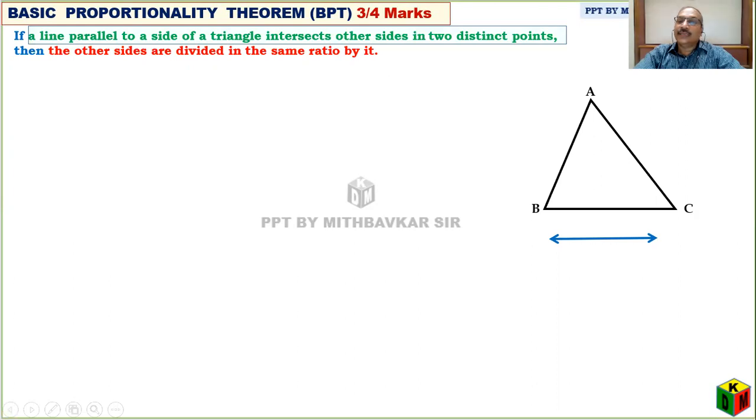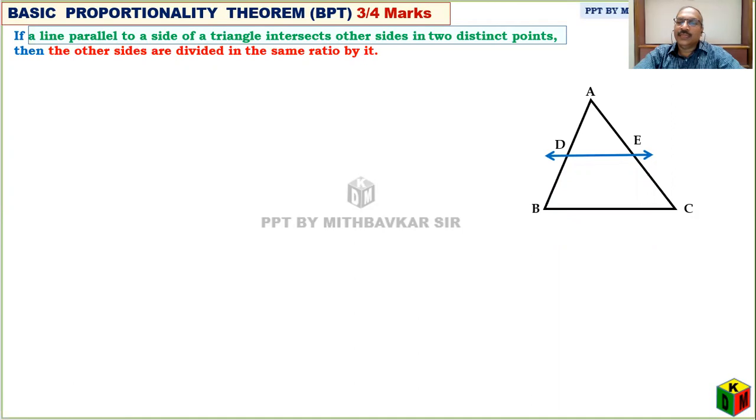It intersects the other sides in two distinct points. So the position of this line must be like this, intersecting side AB and side AC in two distinct points. Let's name those points D and E. Okay. Now, the first step is done, the figure is drawn.